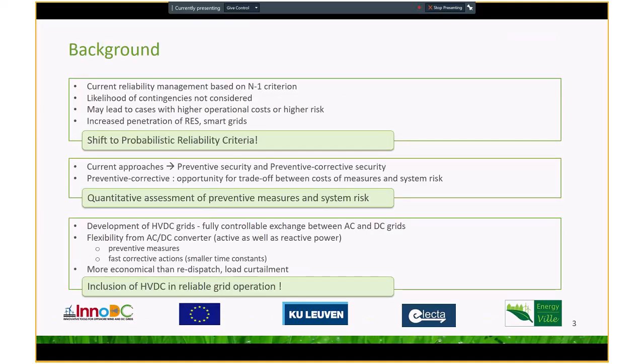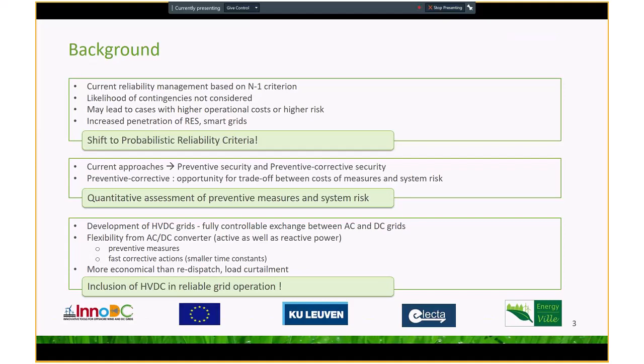The N-1 criterion has been in use for reliability management by the system operators. However, this criterion does not capture the actual likelihood of the different contingencies in the power systems. And this may lead to scenarios with high operational costs or higher system risk. There are also increasing uncertainties in system operation due to the increased penetration of renewable energy sources, as well as due to the development of smart grid framework. Thus, there is a drive to move towards probabilistic reliability criteria.